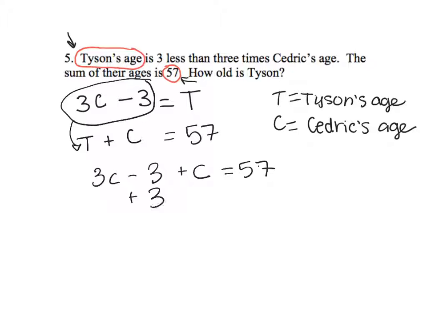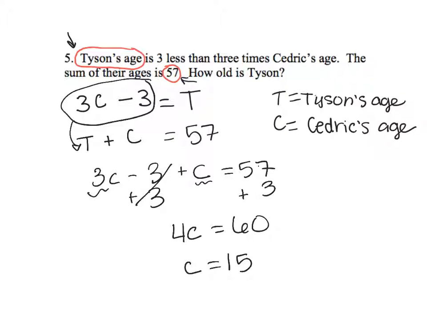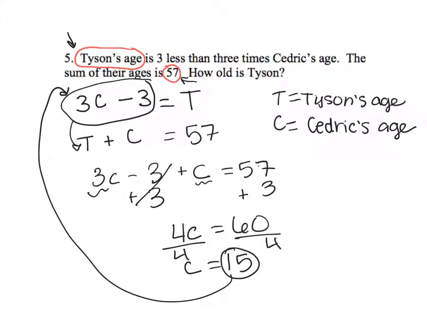I'm going to add 3 to both sides and combine my like terms at the same time. So the 3's cancel, and I'll have 4C equals 60. C will equal 15 when I divide by 4 on both sides. C equals 15. I found Cedric's age, but the question is asking how old is Tyson? So I've got to substitute the C, the 15, into this equation to find Tyson's age, which you guys can do. And then you also can check them to see if they're correct.